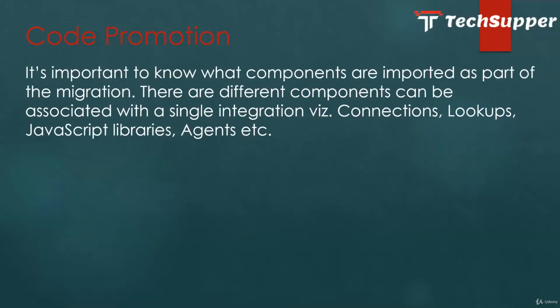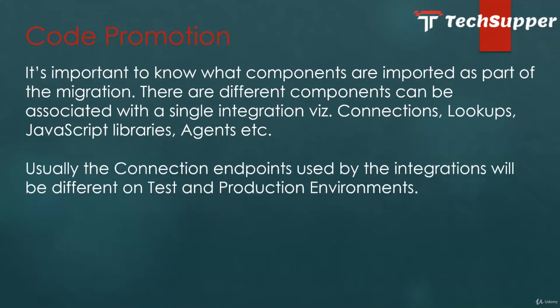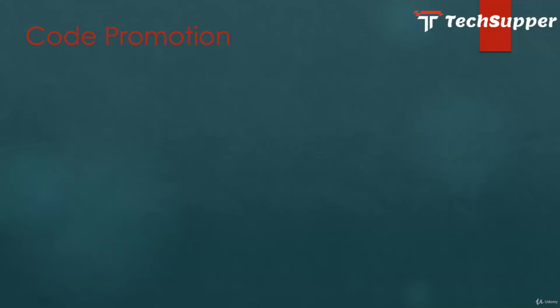It is important to know what components are imported as part of the migration. There are different components associated with a single integration, like connections, lookups, and JavaScript libraries used in one of the integrations. So it is important to understand which components will be migrated as part of the code migration. Usually the connection endpoints used by the integration will be different on test and production environments.